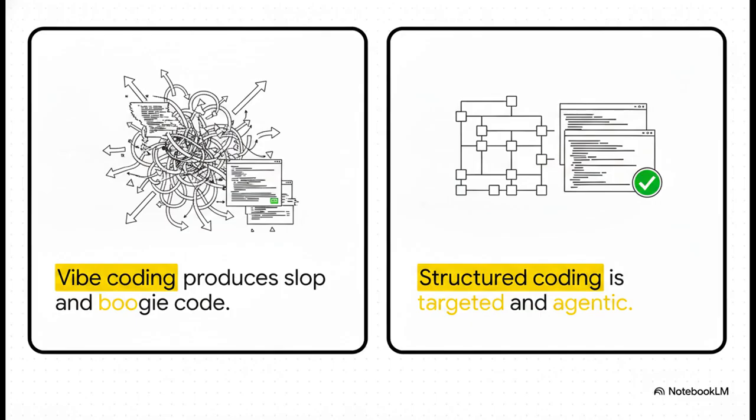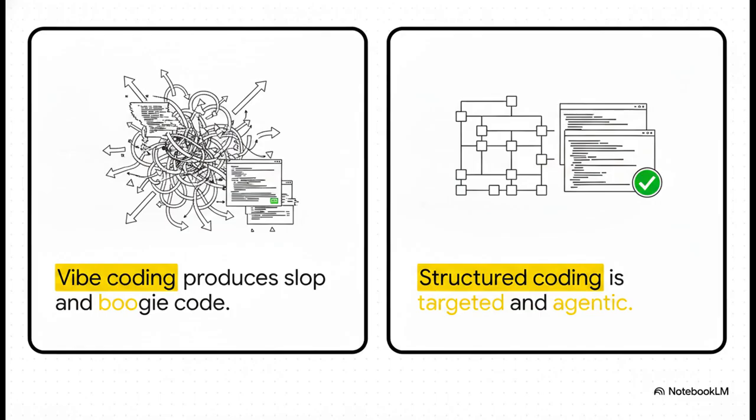Vibe coding often produces what our source material so accurately calls slop or boogie code. You end up fumbling around, blindly copying and pasting errors back and forth into the AI, just kind of crossing your fingers and hoping for the best. Today, we're explicitly rejecting that messy trend. Instead, we're focusing on structured coding.